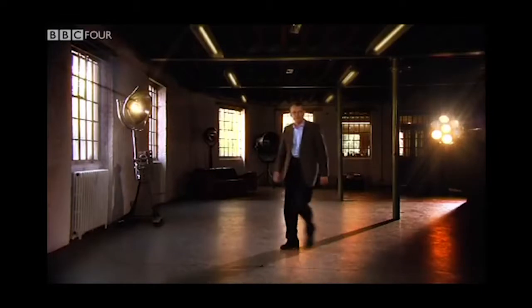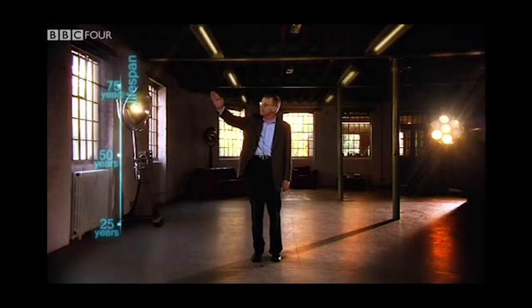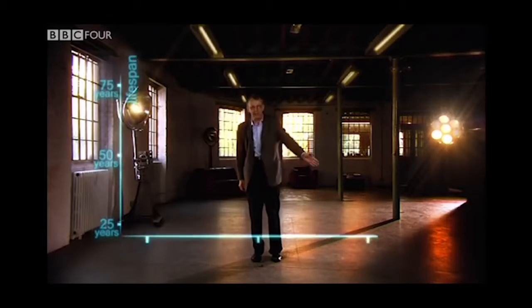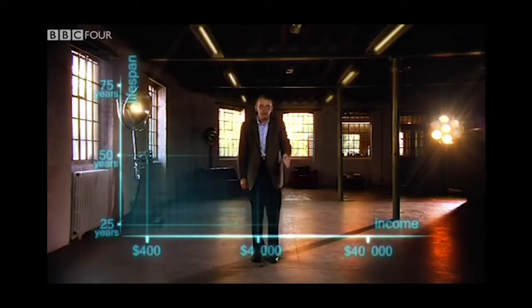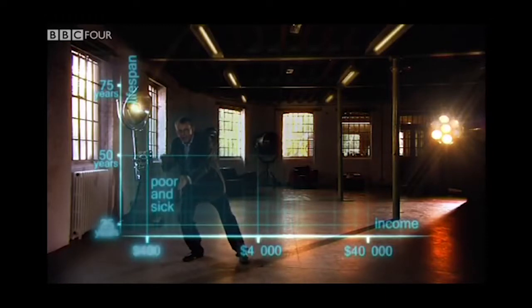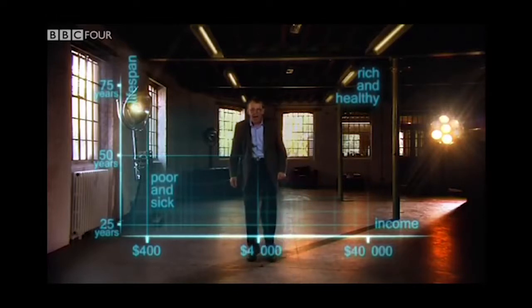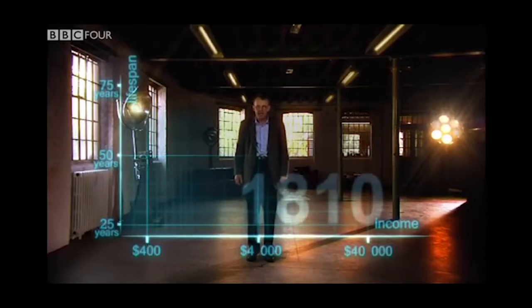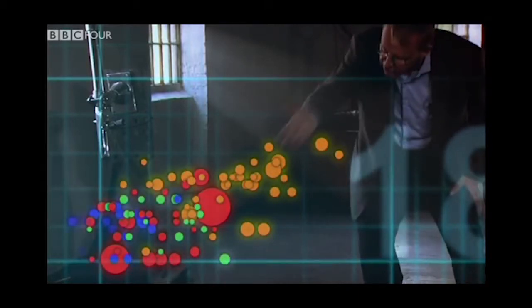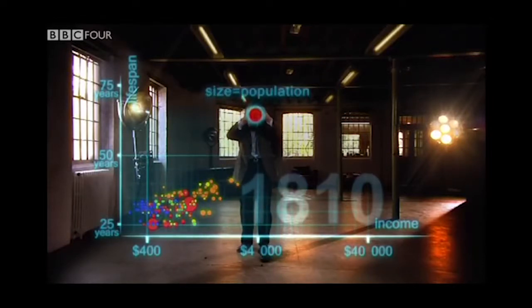So, here we go. First, an axis for health. Life expectancy, from 25 years to 75 years. And down here, an axis for wealth, income per person, $400, $4,000, and $40,000. So down here is poor and sick, and up here is rich and healthy. Now, I'm going to show you the world 200 years ago, in 1810. Here come all the countries. Europe brown, Asia red, Middle East green, Africa south of Sahara blue, and the Americas yellow. And the size of the country bubbles show the size of the population.